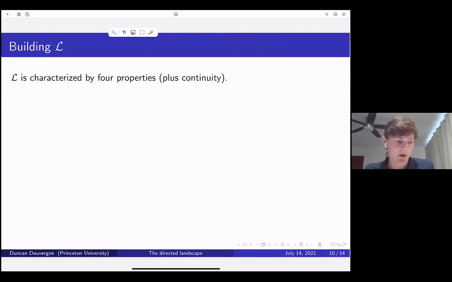Okay, so we're going to think about how you would build this object. And I think the right way to go about trying to construct the directed landscape is to imagine what sort of limit we could have and what properties it would have to have. If you think about this for a while, you realize there are certain simple properties that it's going to have. In fact, it's going to be characterized by these 4 properties, 3 of which are easy and 1 of which is very hard.